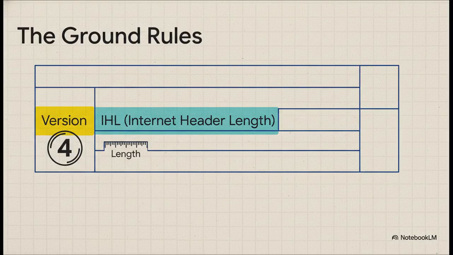Now, if you look right at the very top of that header, there are a couple of fields that set the ground rules. The version field is super simple. It just tells the network, hey, we're using version 4, IPv4. And the IHL, that stands for Internet Header Length, and it just tells the receiving computer exactly how long this list of instructions is, so it knows where the actual data begins.